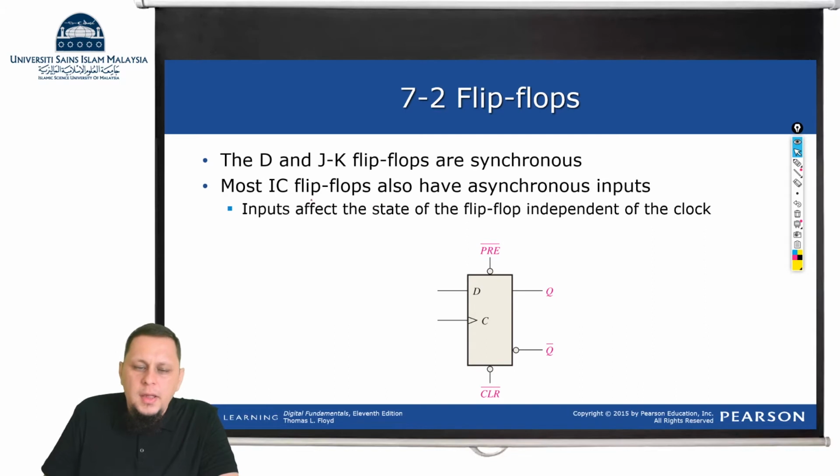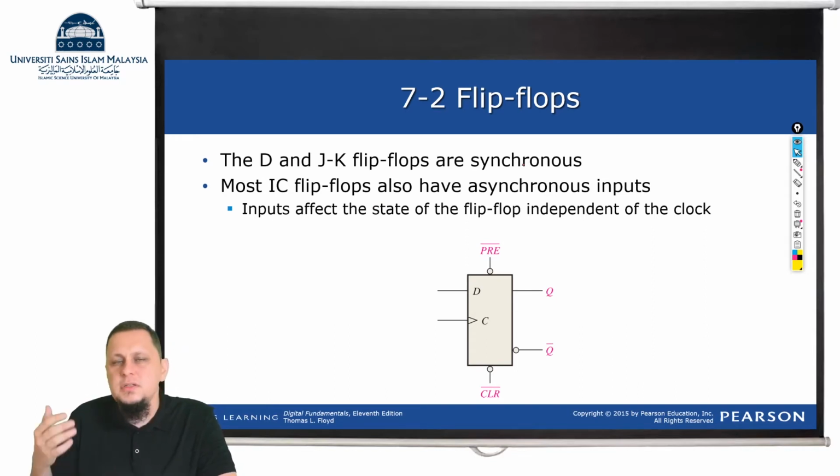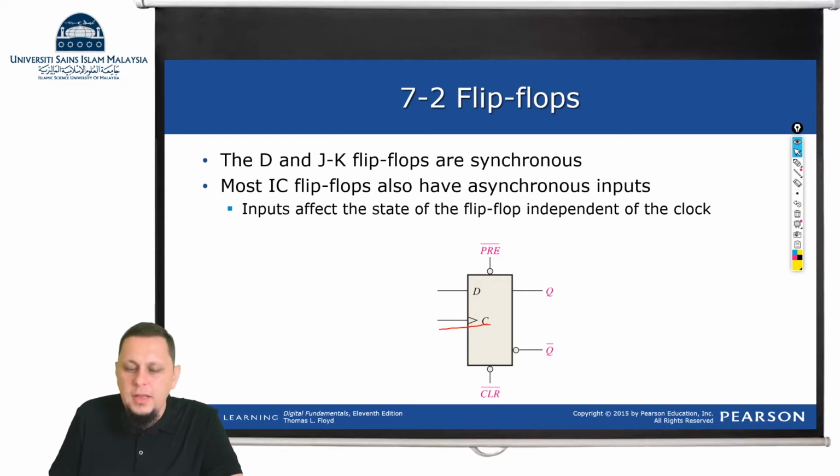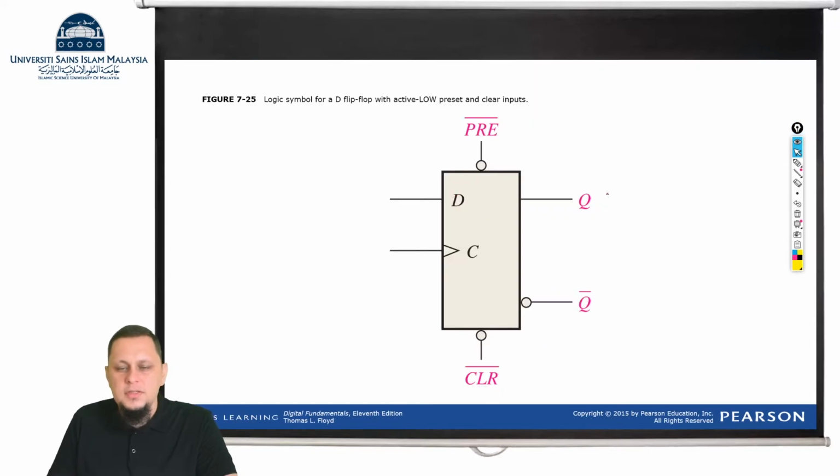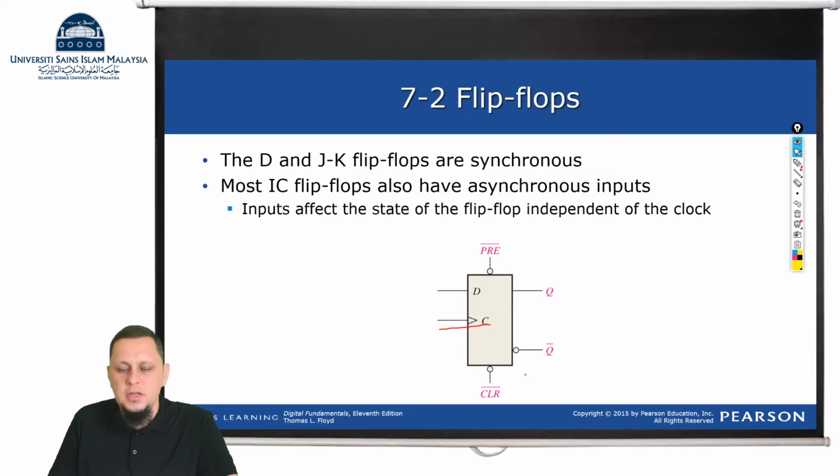Okay, and then we said that the D and JK flip-flops are synchronous. They are synchronized to the clock. So this is the clock coming in, and the output is synchronized to the clock. But we can also add extra inputs. These inputs can reset or change the condition of the output, changing the value of the flip-flop or the latch. So let's see how it works. We have two inputs: this is the preset and the clear.